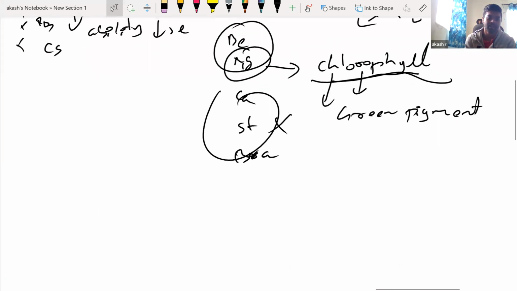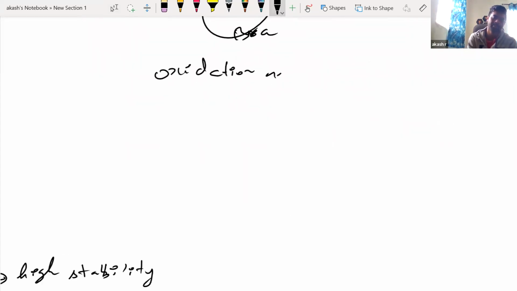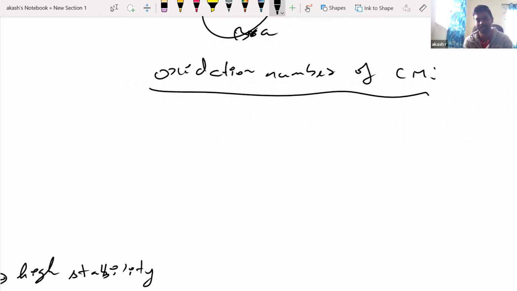What next you have to understand is how do we calculate the oxidation number of the central metal? CM is not chief minister, it is central metal. So how do we do that? It's very simple. Normally, how you calculate it, that's the exact same way we will do. Maybe I can take some examples.